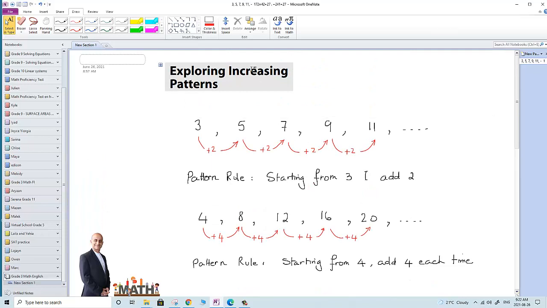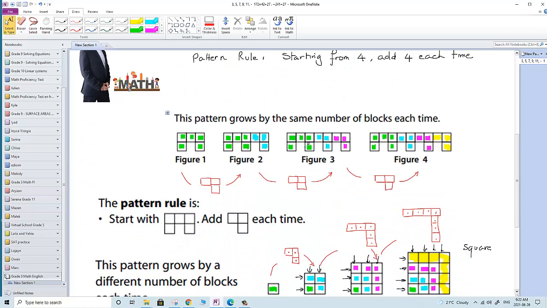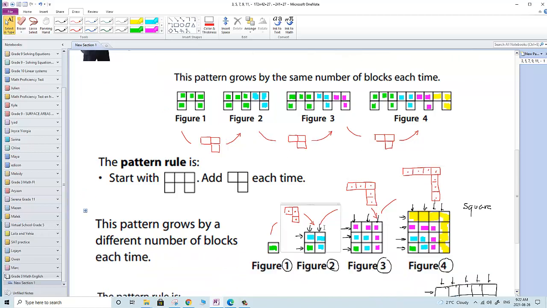So this is a lesson about exploring increasing patterns. A pattern can be numbers, a pattern can be shapes, but I have to find how they increase. They could increase with the same shape, they could increase with different shapes, but there is also a pattern. I'm increasing by 2 each time, so this is the pattern. I hope that you understood this lesson very well, and now let's practice with some examples.